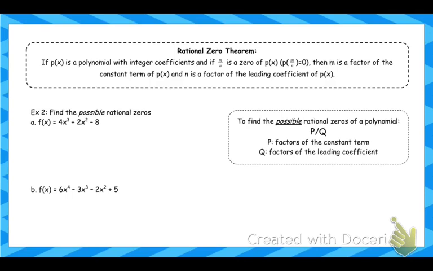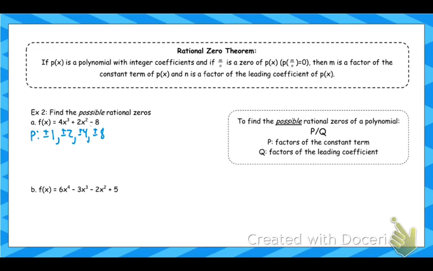So to find the possibilities, we start with p. P is the factors of the constant term. The constant is the number that doesn't have any x's. So in this case, the factors of my constant term, p, are going to be plus or minus 1, 2, 4, and 8. All of these are always going to be plus or minus. Because in this case it's a negative 8, one of them will be plus and one of them will be minus. It doesn't matter which one's which. So we need to consider that both of them can always be plus or minus.